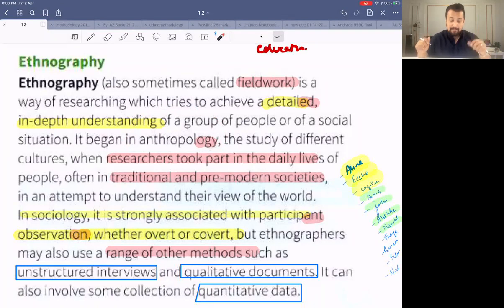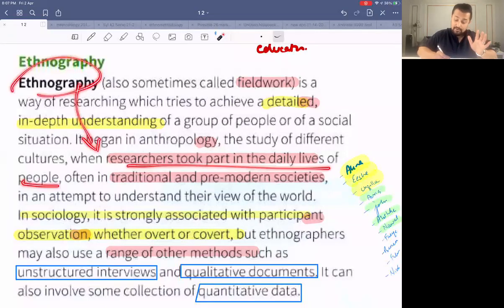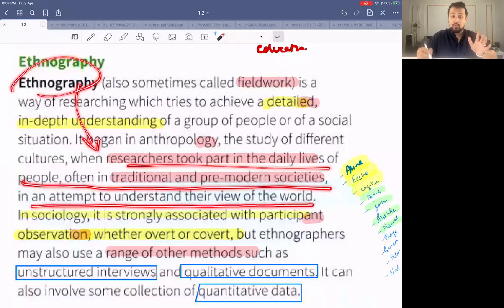Ethnography, also known as field work, is a way of researching which tries to achieve a detailed, in-depth understanding of a group of people or of a social situation. It began in anthropology, the study of different cultures. Both of them have to do with cultures. Researchers took part in the daily lives of people, often in traditional and pre-modern societies, in an attempt to understand their view of the world.